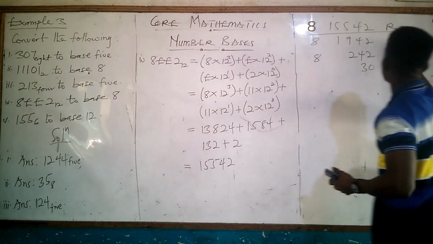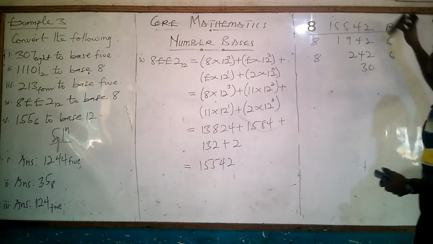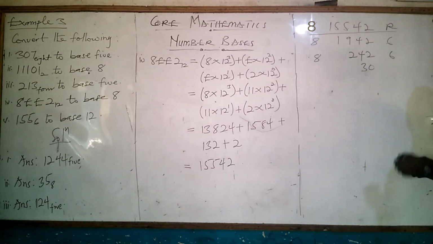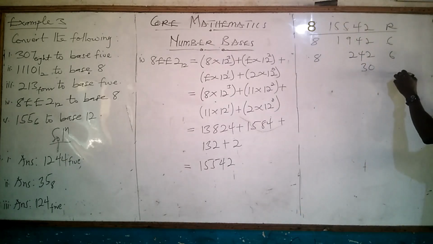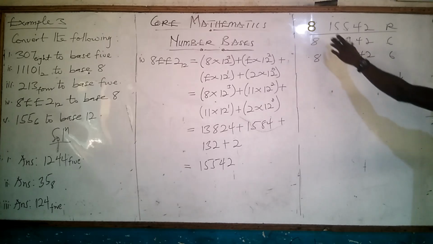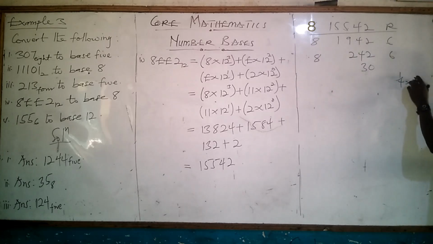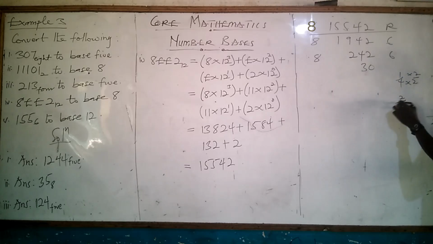So what do? 1 over 4. Then I think you know what to do. So that 1 over 4 is not the same. So times what? 2 times 2. So I'll get 2 over 8. So the remainder is now 2.